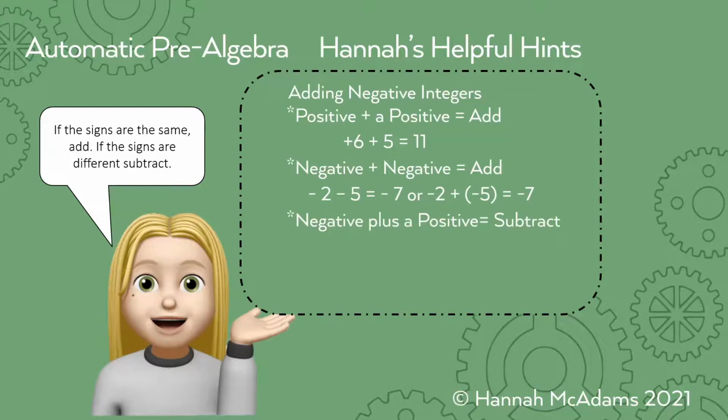Okay? All right? Negative plus a positive means subtract. For example, negative 3 plus 9 is 6. Okay?